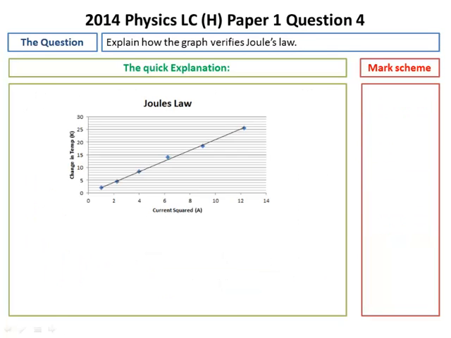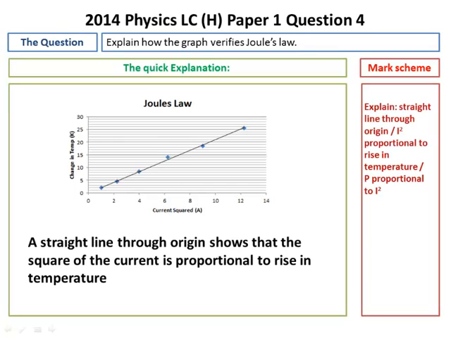But how does this graph actually verify Joule's law? That's the classic answer, isn't it? You just say a straight line through the origin shows that the square of the current is proportional to the rise in the temperature. Okay, so basically a straight line means that this at the bottom is proportional to this at the side.